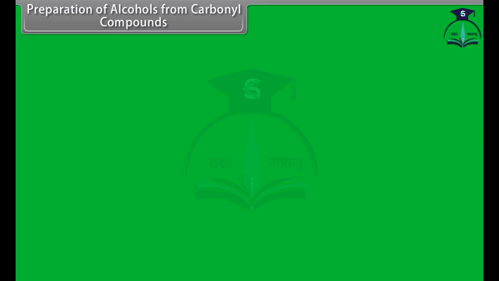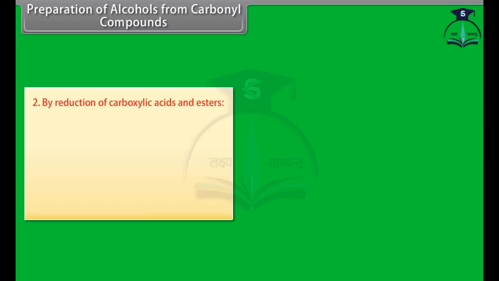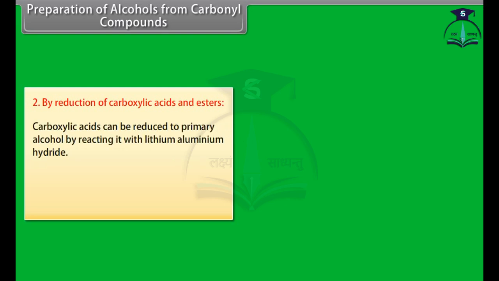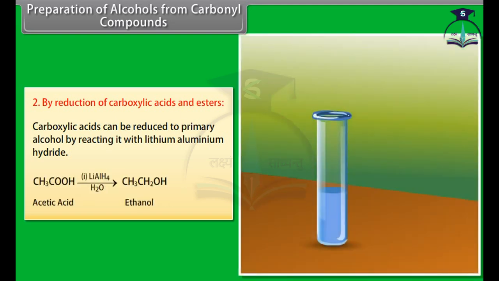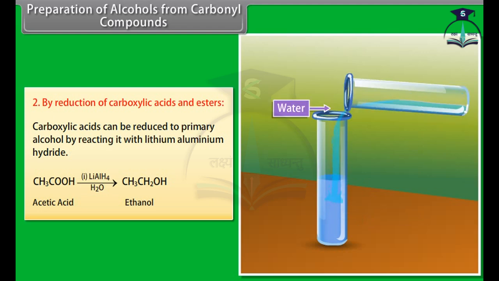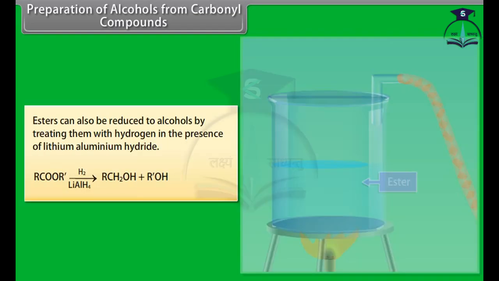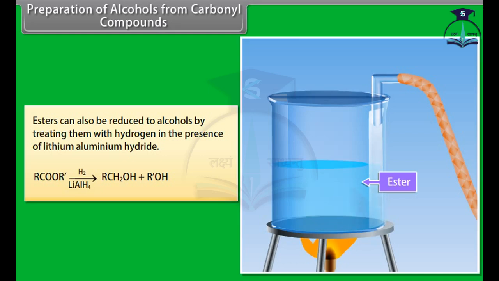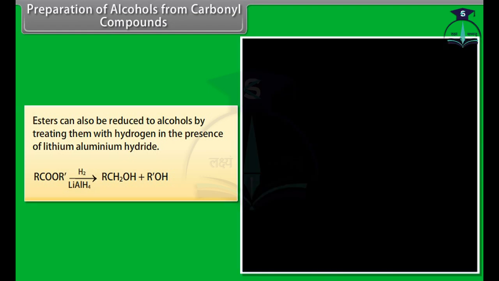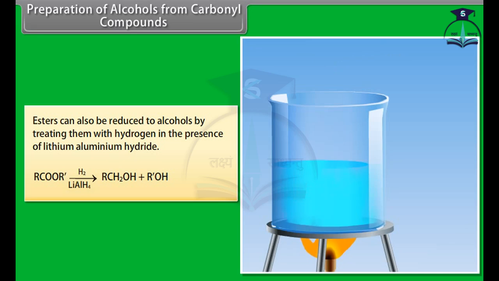Preparation of alcohol from carbonyl compounds by reduction of carboxylic acids and esters. Carboxylic acids can be reduced to primary alcohol by reacting them with lithium aluminium hydride. Acetic acid is treated with lithium aluminium hydride followed by water, which forms ethanol. Esters can also be reduced to alcohols by treating them with hydrogen in the presence of lithium aluminium hydride. On treating esters this way, it forms alcohol.